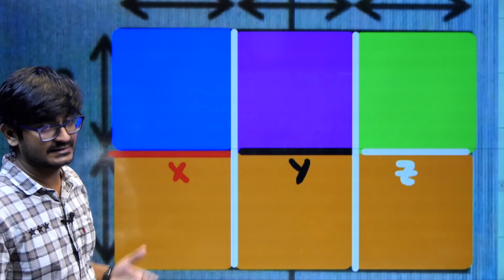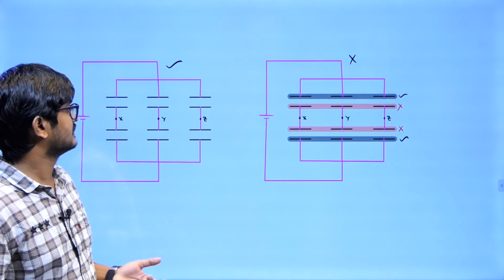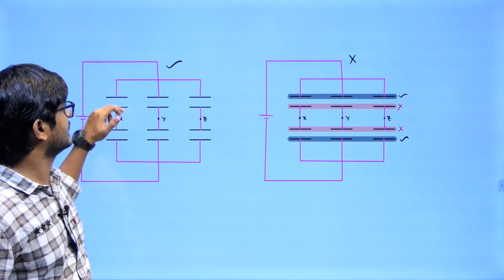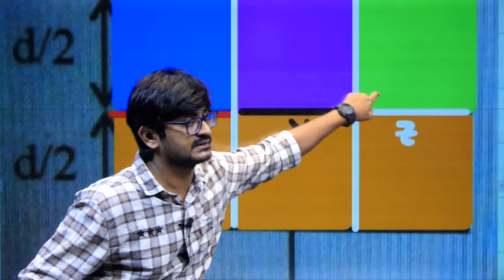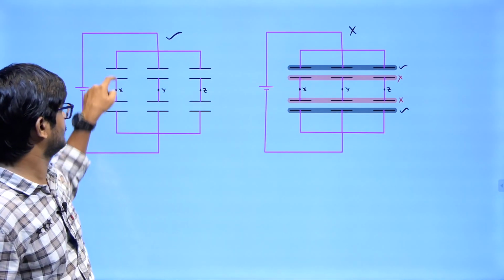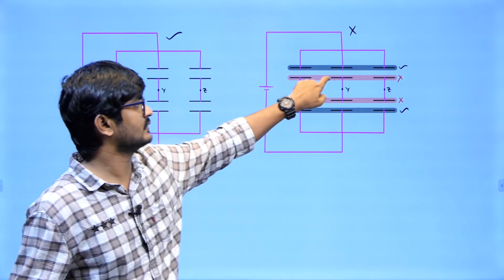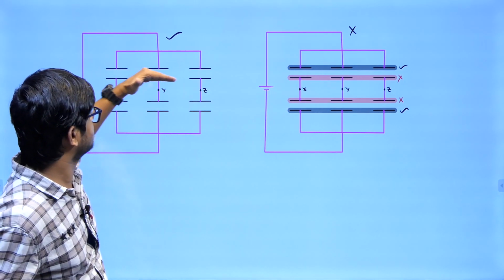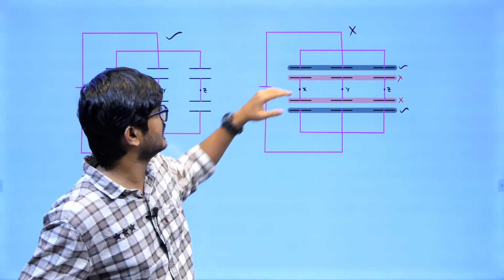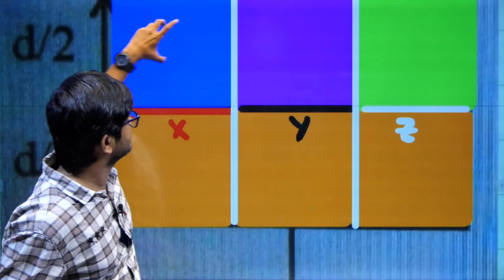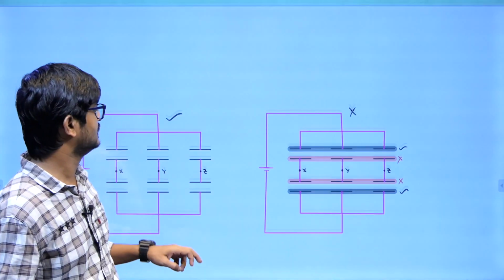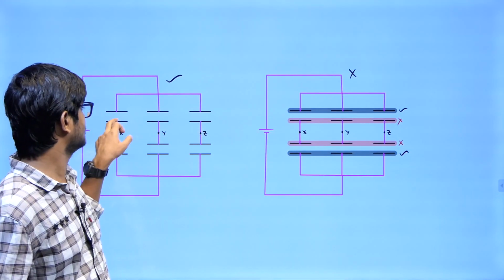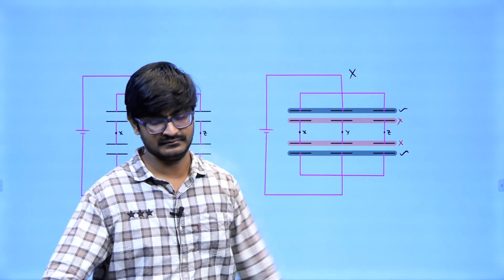Now you can clearly see what to do, right? You can club all the X and take this as one pair, and this as one pair, and this as one pair. One pair, second pair, third pair. You can't do this because these plates are not at the same potential. You can't take this entire thing as one capacitor and this entire thing as another capacitor, because these potentials are not the same. You can't combine them, right?